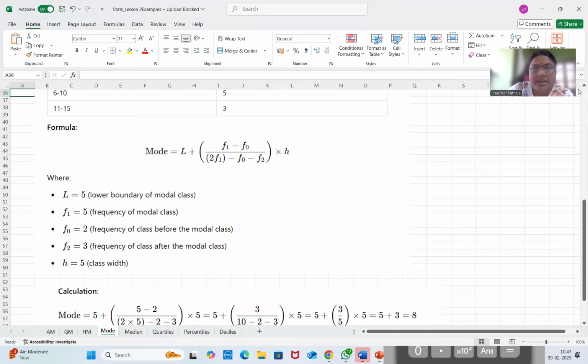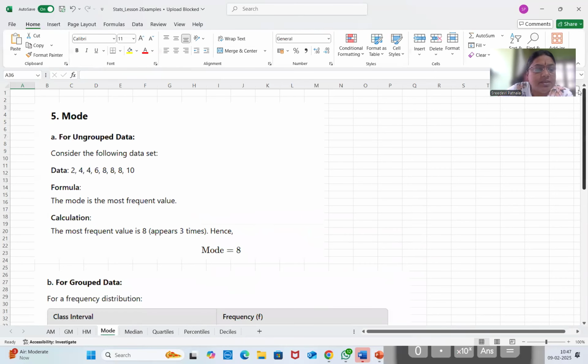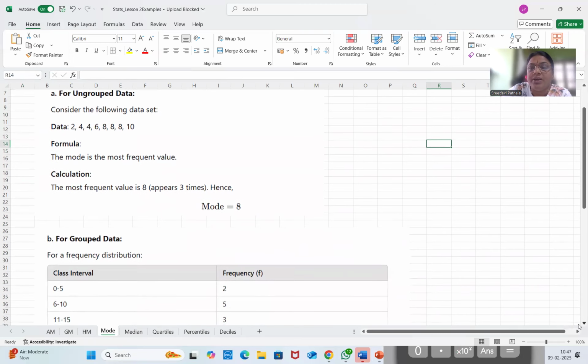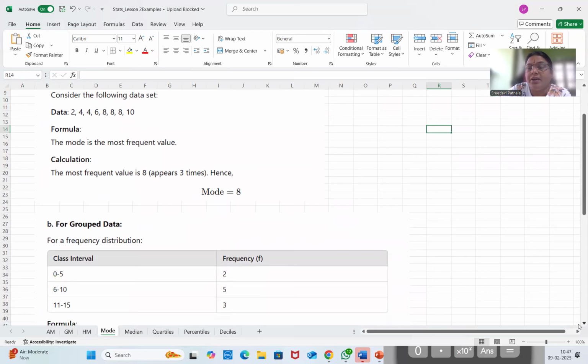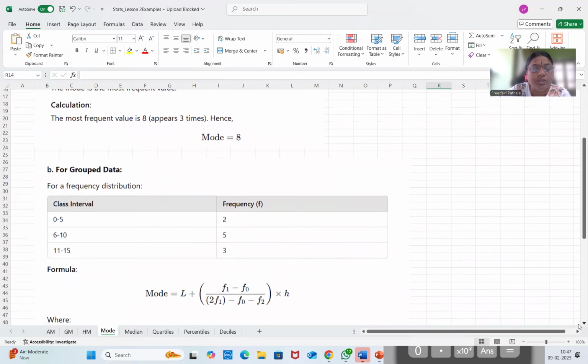So now directly let's move on. As discussed for the ungrouped data, we need the most repeated value. 8 is a repeated value. By seeing the data set, you are able to understand 4 also is a repeated value. However, 4 is repeated only 2 times and 8 is repeated thrice. So 8 becomes your mode value. That is a direct example for identifying the mode for ungrouped data. Let's take the grouped data.